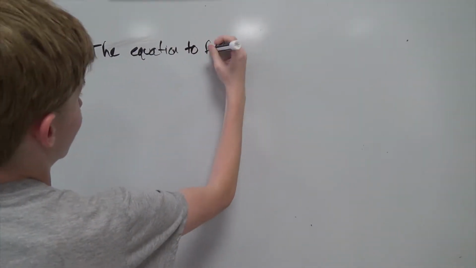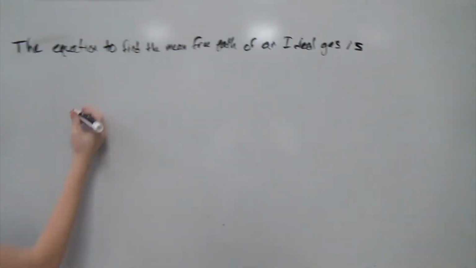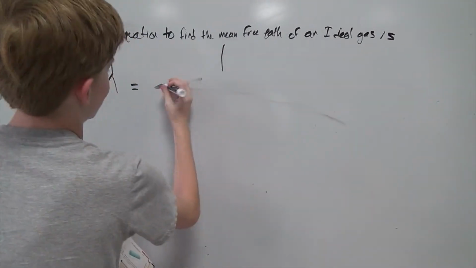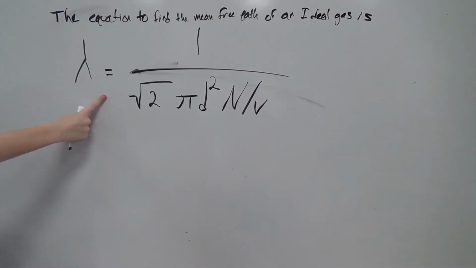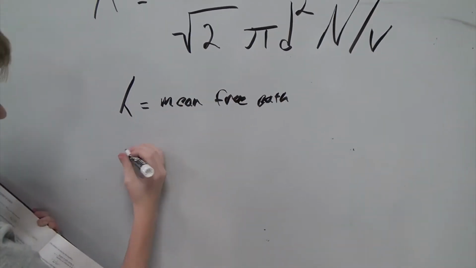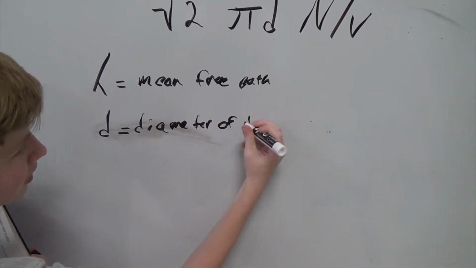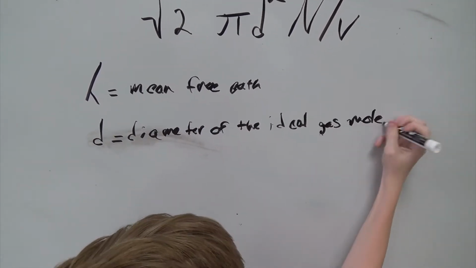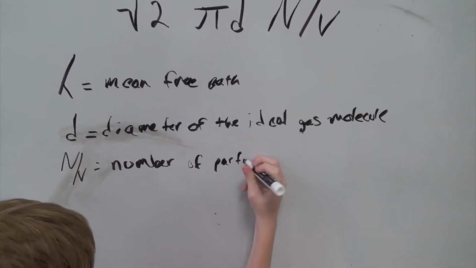The equation defining the mean free path of an ideal gas can be modeled after the equation that I'm writing now. And let's define some variables. Lambda, the first variable I'm going to define for you, is the mean free path. D is the diameter of an ideal gas molecule, and N over V is the number of particles per unit volume.